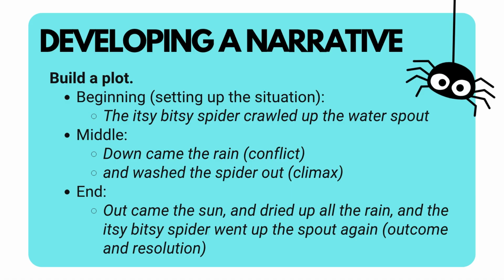We have the Itsy Bitsy Spider nursery rhyme. Even in this little rhyme, we have a plot. In the beginning, setting up the situation, we have the Itsy Bitsy Spider crawling up the water spout. In the middle, we have the conflict, which is down came the rain, and the climax, which is the highest point of the story. It washes the spider out. And in the end, we have the outcome. Out comes the sun, dried up all the rain, and the spider climbed up the water spout again. So even in simple stories like this, they have a structure to them.